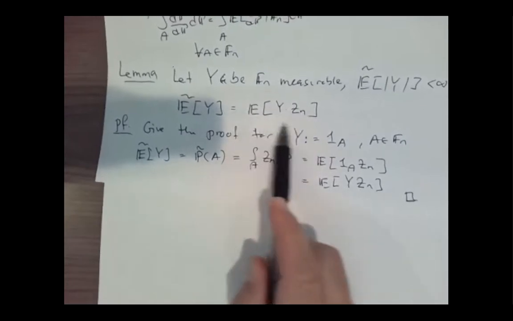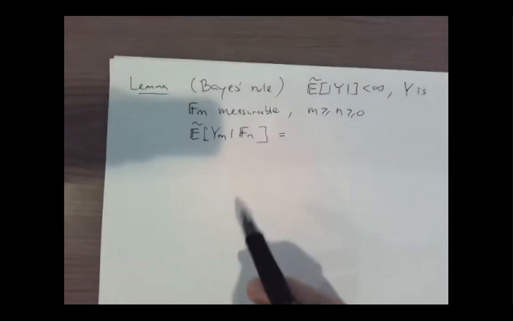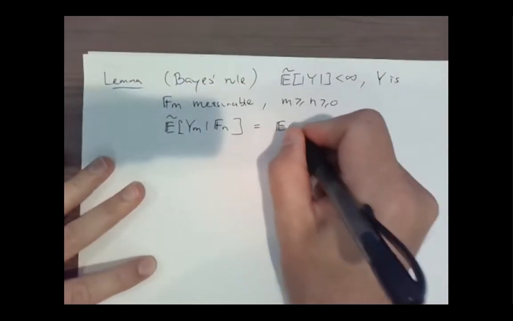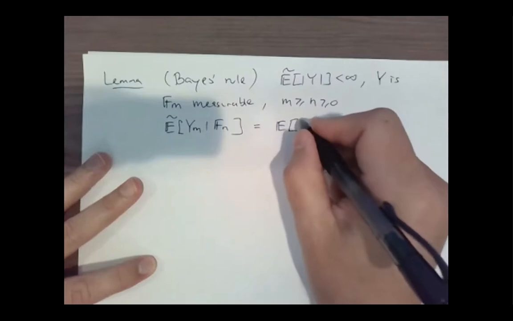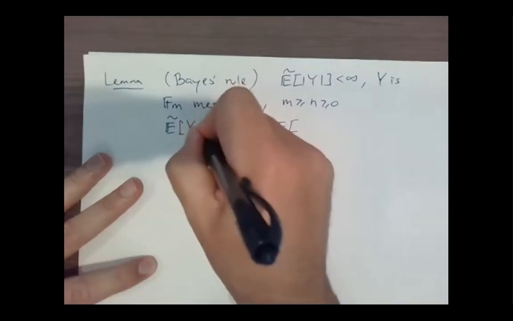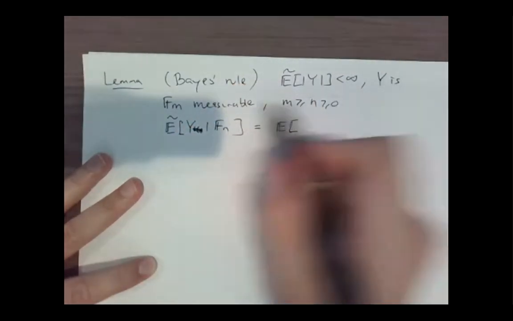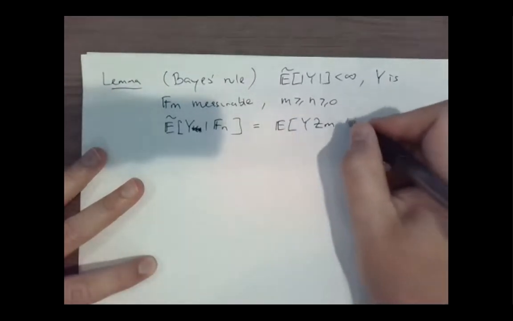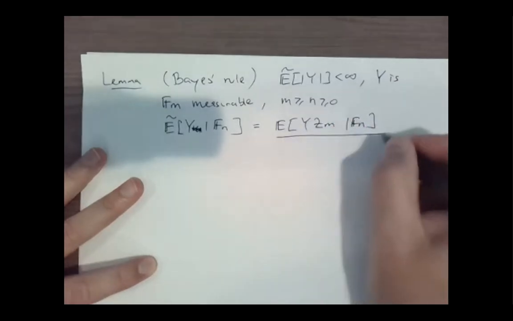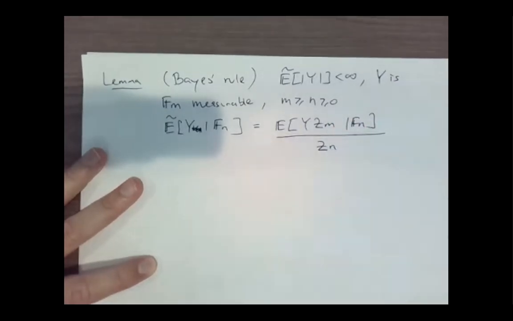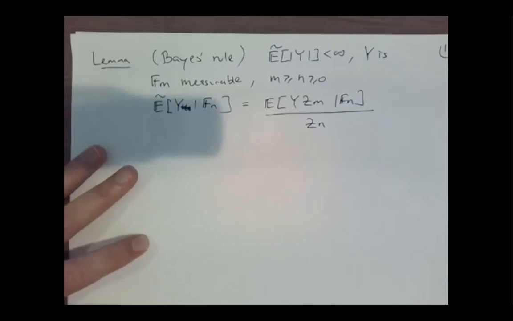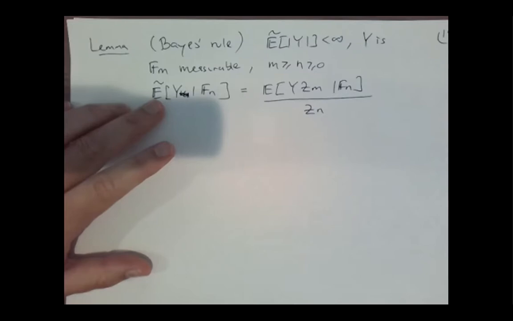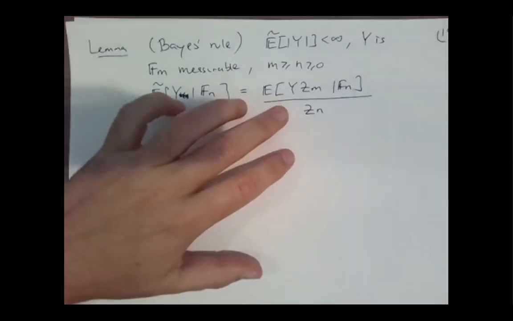So we're going to get something on the right-hand side that looks a little different. It's going to look more like Bayes' formula. What you'll have here is an expectation, so you multiply onto the Radon-Nikodym derivative. Y is Fm measurable, so you get the expectation of Y Zm given Fn, and then divided by Zn. We're claiming that this conditional expectation has that form.